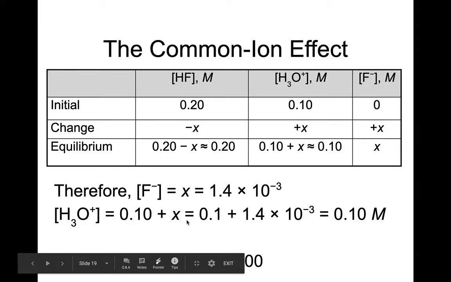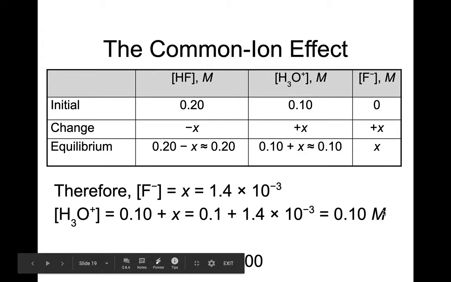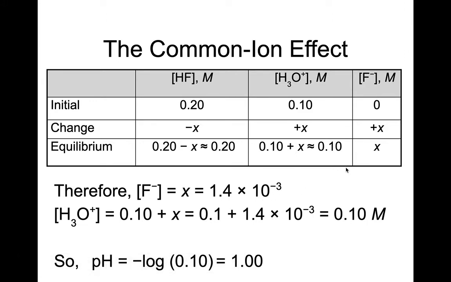When we add x to 0.1, we'd get 0.1014, which would just round back to 0.1. We don't see this change because it is so small compared to x. So again, our assumption was valid. This is our concentration of hydronium ion, so we can plug that into our pH formula to calculate our pH.